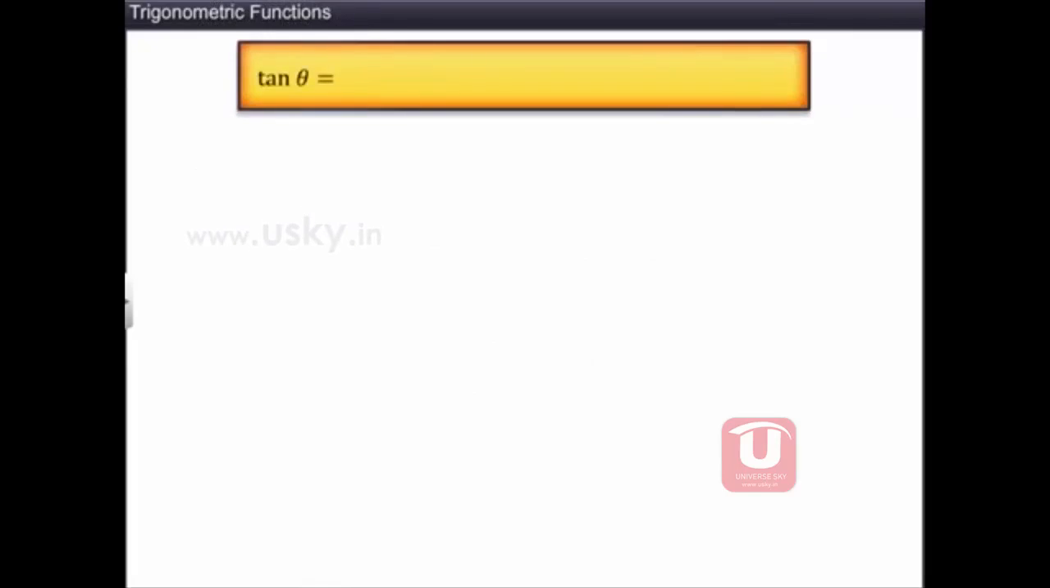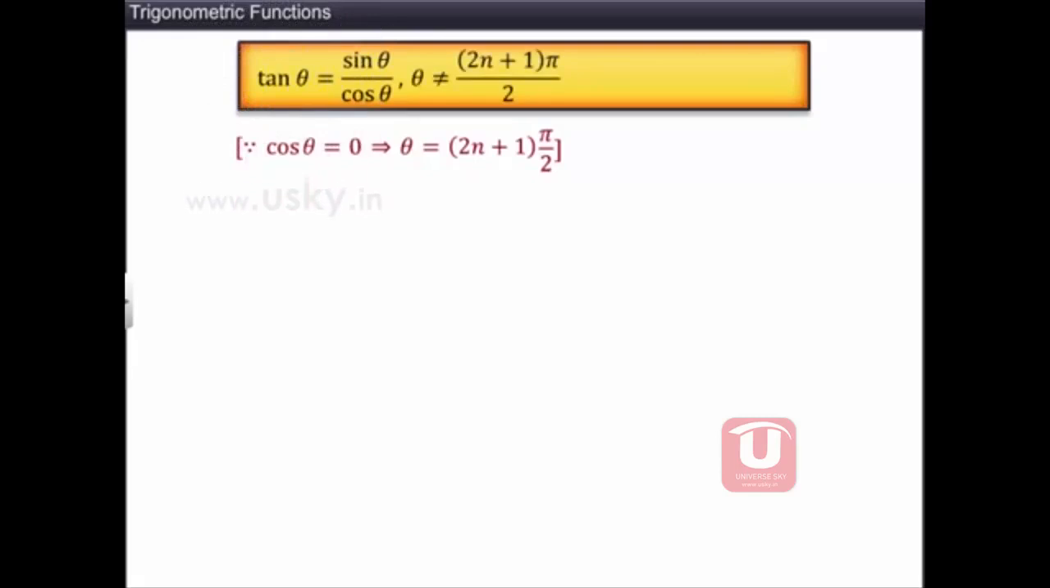Tan theta is equal to sin theta divided by cos theta. Tan theta is defined when the denominator is non-zero. Now, cos theta is 0 when theta is equal to (2n plus 1) into pi by 2. Therefore, tan theta is defined for theta not equal to (2n plus 1) into pi by 2, where n is any integer.